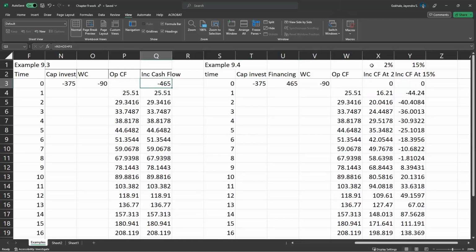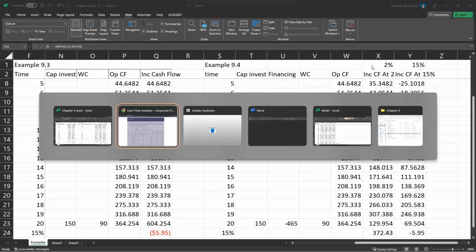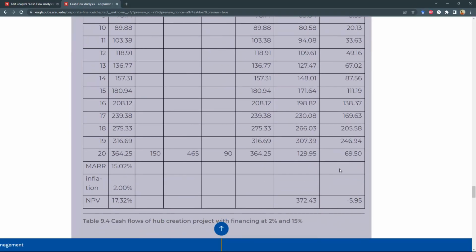And that's the only difference between example 9.3 and 9.4. In example 9.3, because we had such a large initial cash flow outflow, the NPV could never recover. Whereas in example 9.4, even a little bit of funding at a high cost could completely change the dynamic of the project for us. And so that's why we got at 2% a very highly profitable project, which became slightly, barely profitable at 15%. And that is example 9.4.